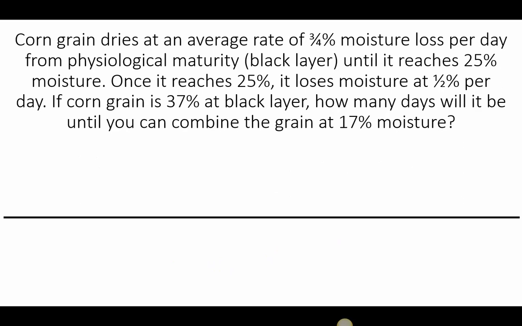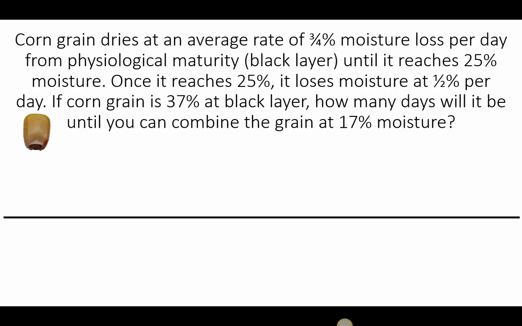Corn grain dries at an average rate of 0.75% moisture loss per day from physiological maturity, or black layer, until it reaches 25% moisture. Once it reaches 25%, it loses moisture at 0.5% per day. If corn grain is 37% moisture at black layer, how many days will it be until you can combine the grain at 17% moisture? Let's divide this problem into 2 smaller problems.